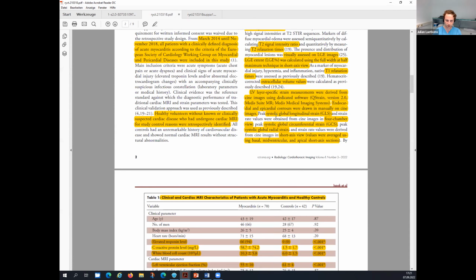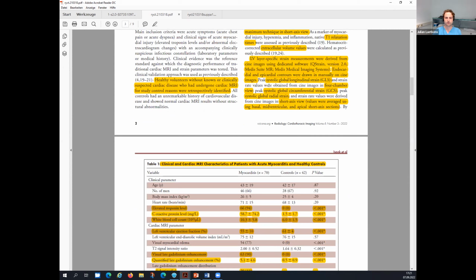Additionally, in this cohort we did a layer-specific strain analysis, which we derived from dedicated software. The software was QStrain, from Medis Medical Imaging Systems. Within the software, you can draw contours at the endocardium and the epicardium, and then they are propagated throughout the cardiac cycle. The software gives you the peak systolic global longitudinal strain from four-chamber cine images, and it gives you the systolic global circumferential strain and the systolic global radial strain from short axis images.